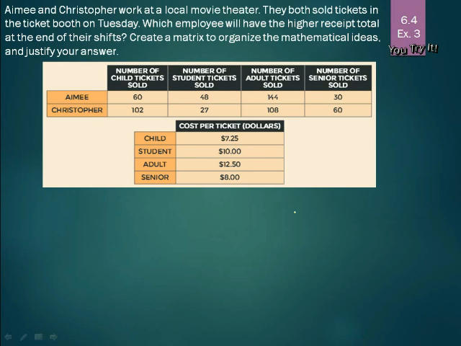Amy and Christopher work at a local movie theater. They both sold tickets in the ticket booth on Tuesday. Which employee will have the higher receipt total at the end of their shifts? Create a matrix to organize the mathematical ideas and justify your answer.